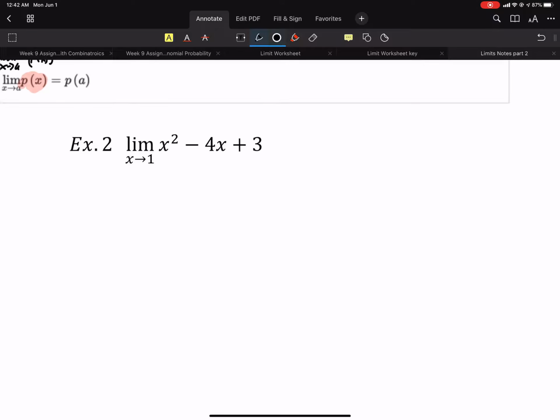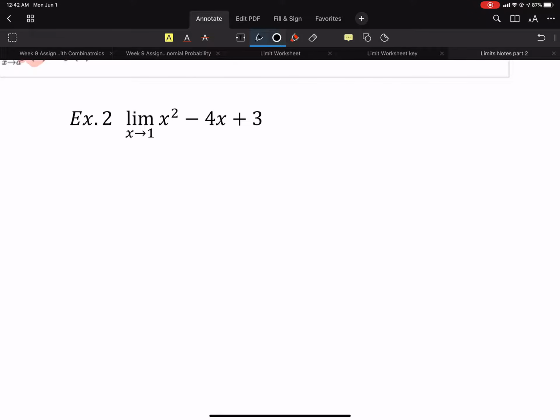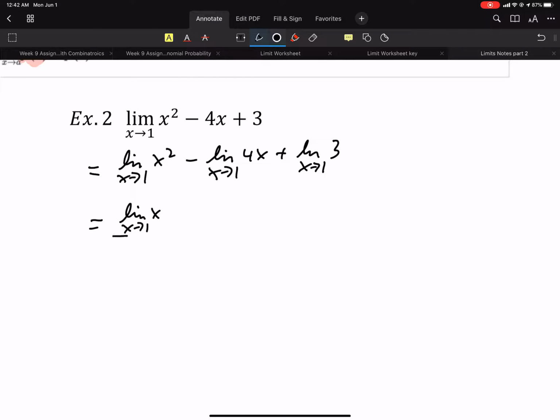So here's example 2. You can go ahead and pause and try this on your own. But here we go. So I have sum and difference properties. So I'm going to break this up into 3 separate limits. Now this first one, I have a function to an exponent. So the rule says I can take the limit of the inside function and then raise it to the power. The second one, I have a constant. I'm going to pull it out in front.